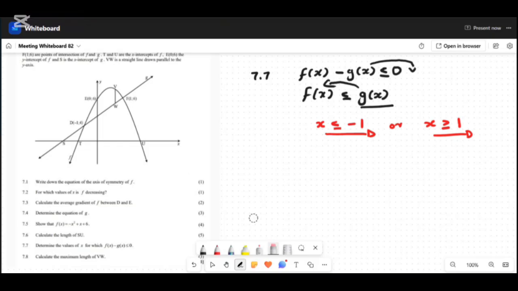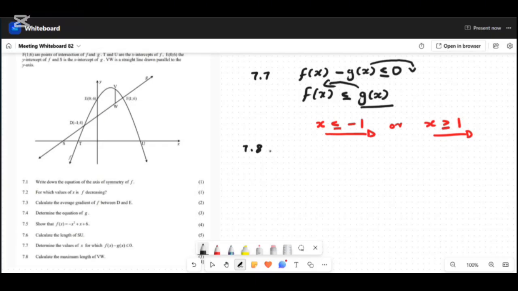All right. Then calculate the maximum length of VW. Some of you now are thinking about cars. VW. You know VW. That car. I have it. Just in case you don't know, I have a car and I'm married.